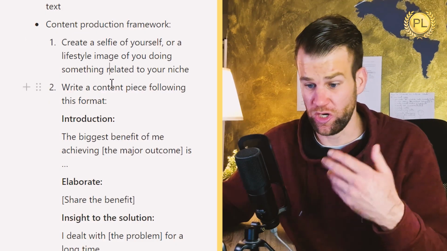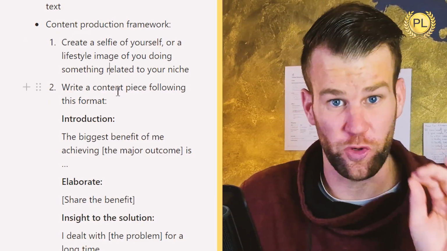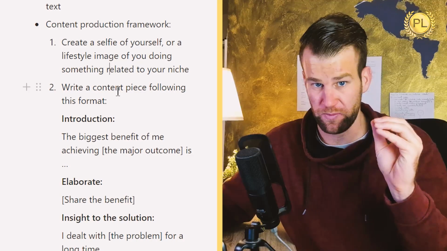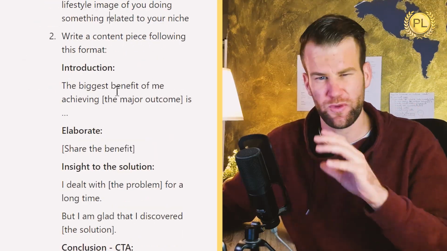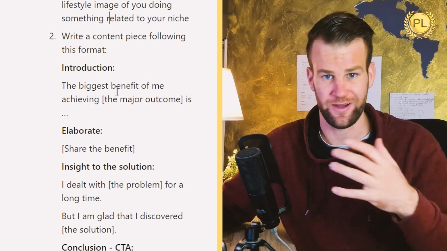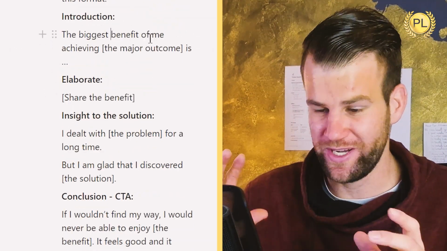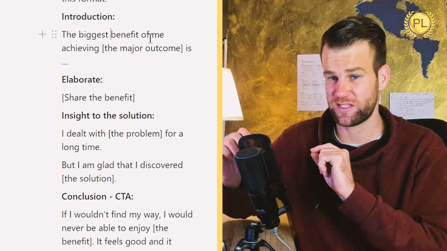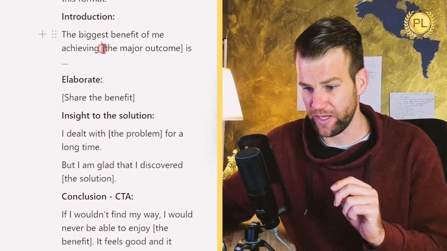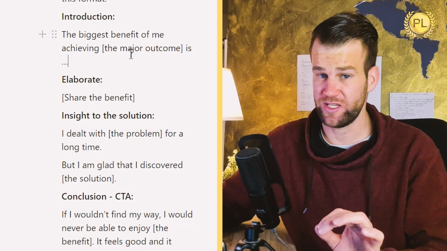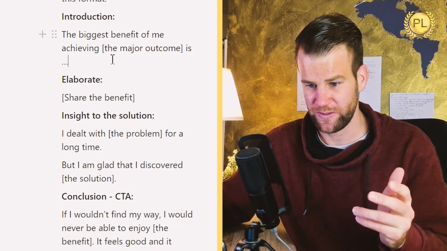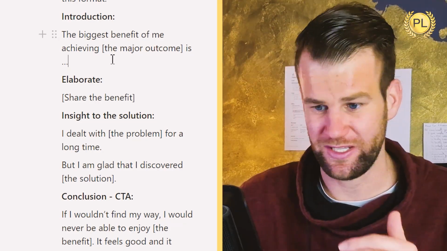Then you're gonna write a content piece following this format. Now this is a 4-step framework through which you create most of the content pieces on social media. You're gonna begin with the introduction, and I created this template for you in a simple way so you can just swap the elements that are in the brackets. So it's very easy for you to produce this content piece. And I'm gonna give you my example of how I did it down below as well.